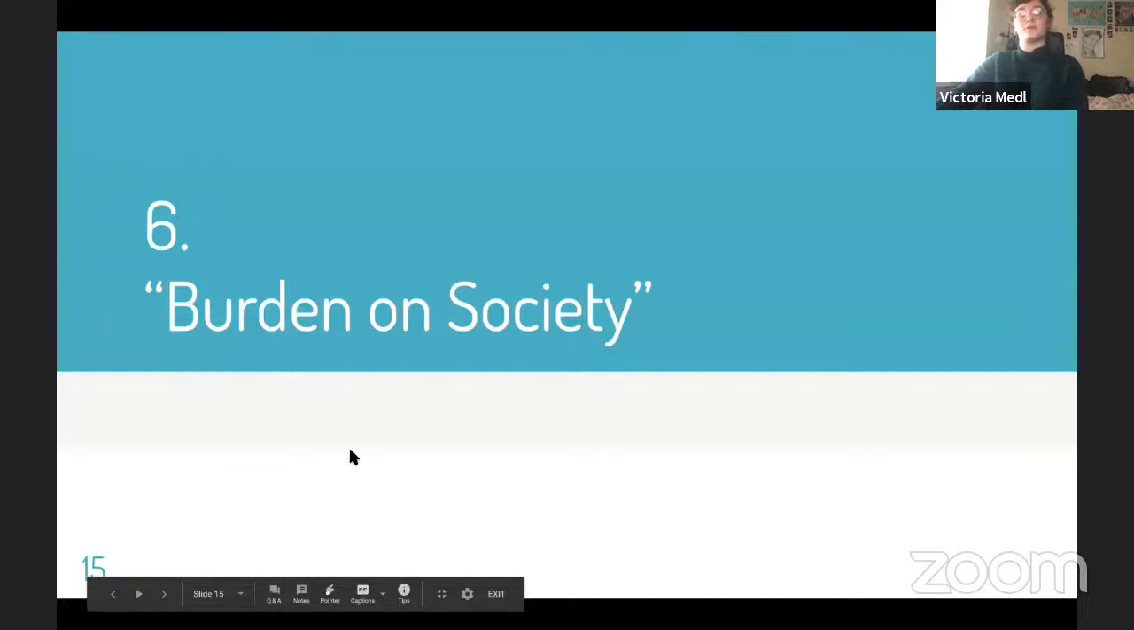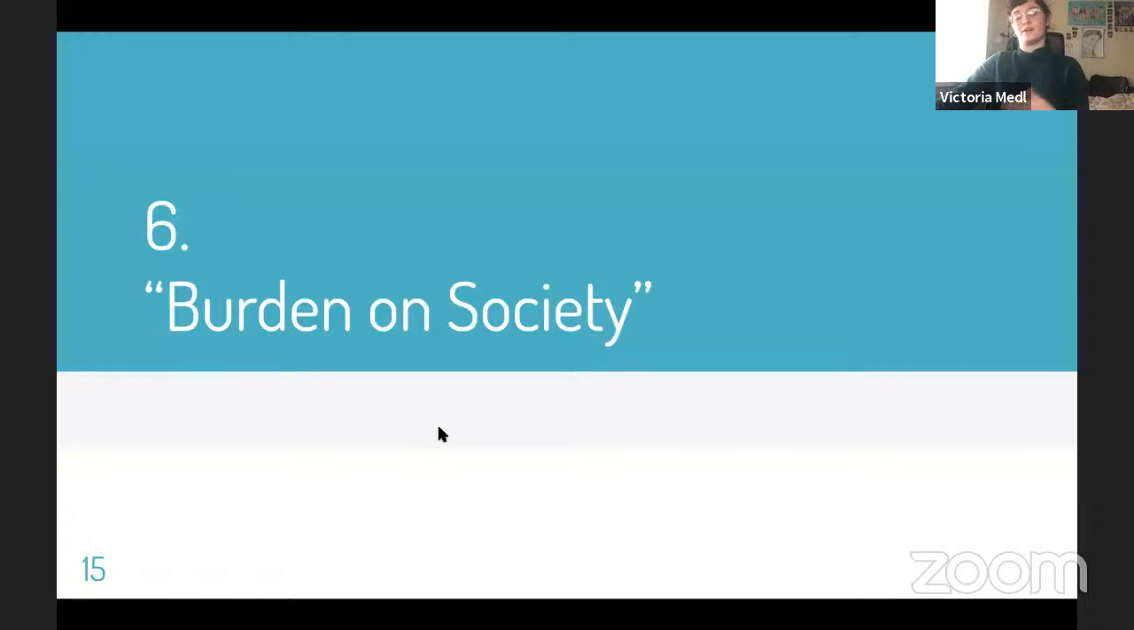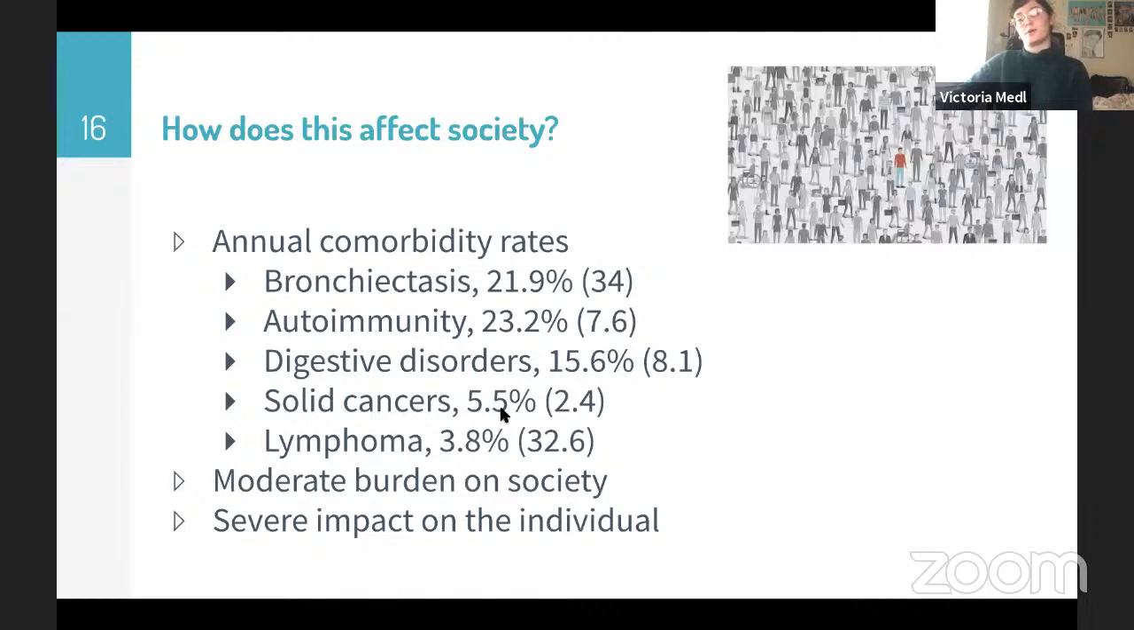So then I'll go into a bit about the burden on society, how exactly CVID affects society as a whole. There are quite a few comorbidities associated with CVID. As I talked about before, it doesn't only affect the immune system, it affects many other organs and organ systems. And people with CVID who tend to develop these, like cancers, digestive disorders, severe autoimmune diseases, are more likely to get a serious infection, or are most likely to die because of their comorbidities.